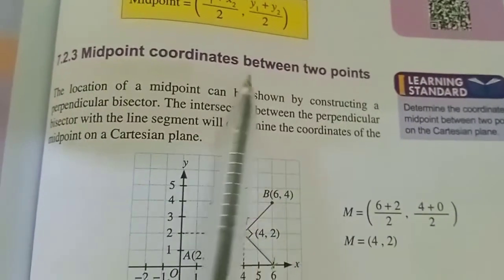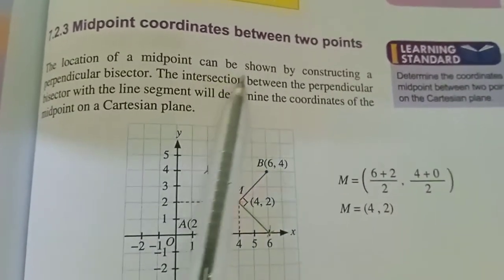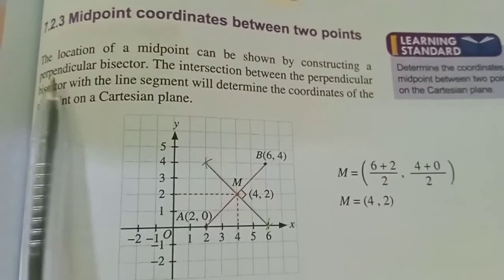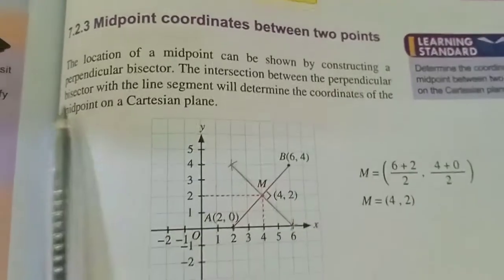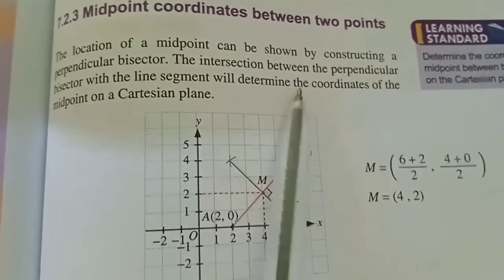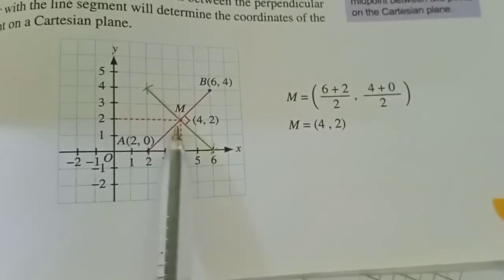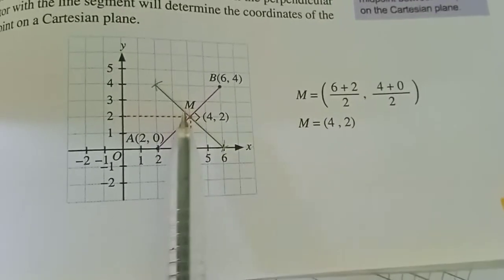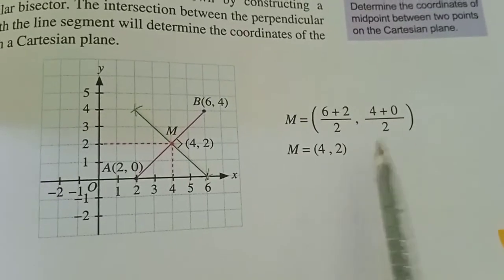7.2.3 Midpoint coordinates between 2 points. The location of a midpoint can be shown by constructing a perpendicular bisector. The intersection between the perpendicular bisector and the line segment will determine the coordinates of the midpoint on a Cartesian plane. So this is the midpoint on a Cartesian plane. So this is the example.